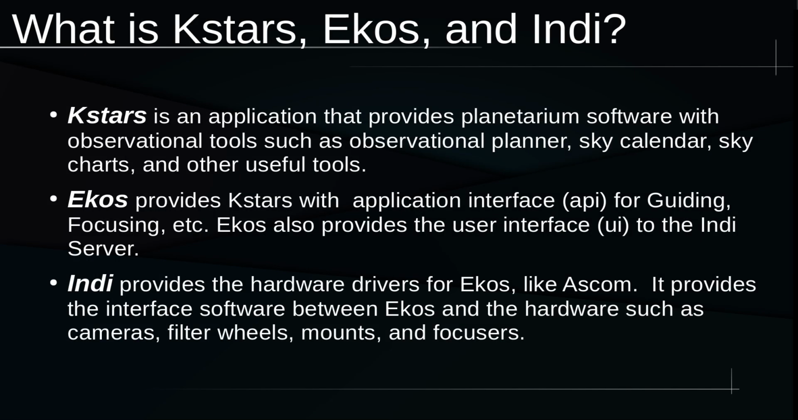What is Kstars, Ekos, and Indi? Well, Kstars is an application that provides planetarium software with observational tools such as Observation Planner, Sky Calendar, Sky Charts, and other useful tools. Whereas Ekos provides Kstars with an application interface for guiding, focusing, and control of equipment. Ekos also provides the user interface to the Indi server.